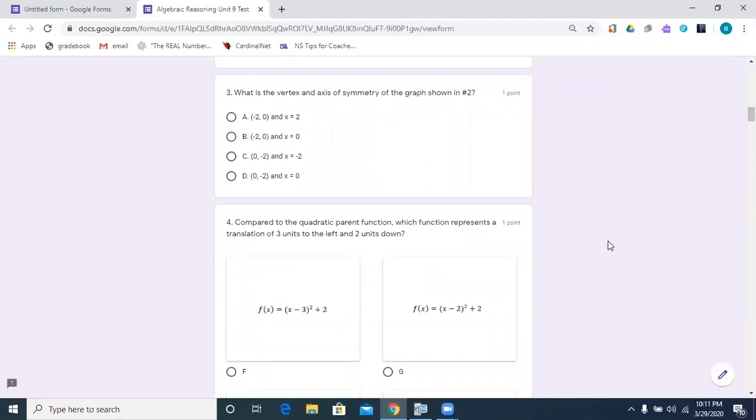Number 3. What is the vertex and axis of symmetry of the graph shown in number 2? A, (negative 2, 0) and x equals 2. B, (negative 2, 0) and x equals 0. C, (0, negative 2) and x equals negative 2. D, (0, negative 2) and x equals 0.